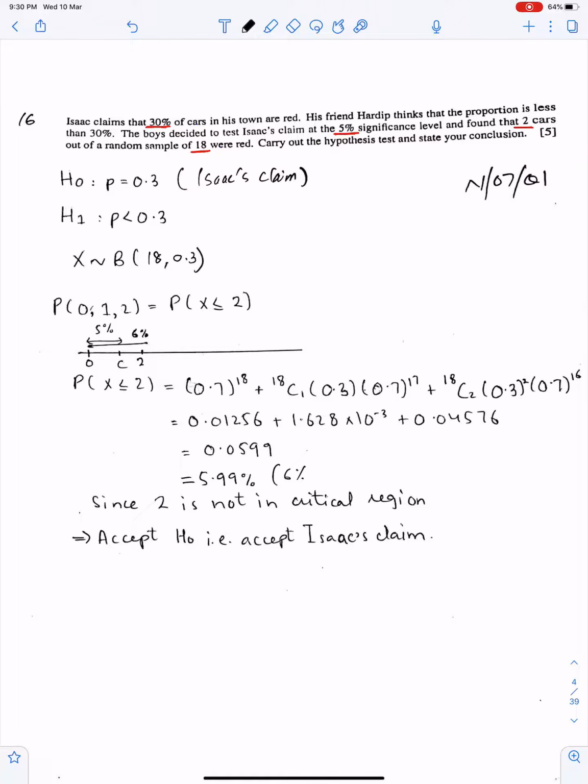Since this probability is greater than 5%, which is the level of significance, this number 2 does not lie in critical region. This number does not lie here, it lies here. Therefore, we have to accept H0. That means we have to accept Isaac's claim. Since 2 is not in critical region, so accept H0, that is accept Isaac's claim.